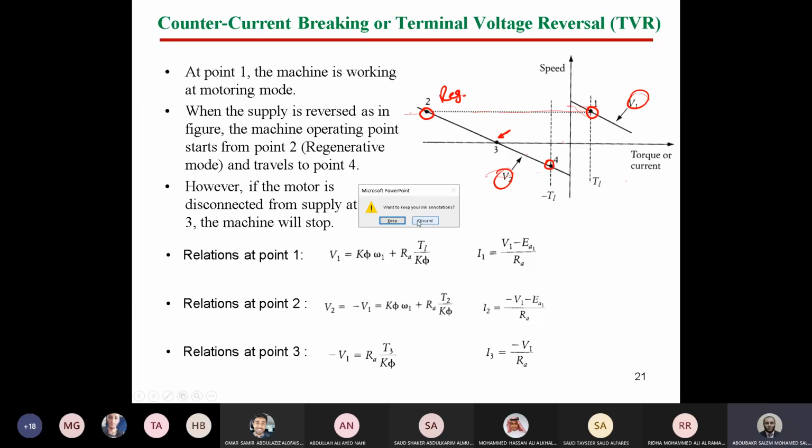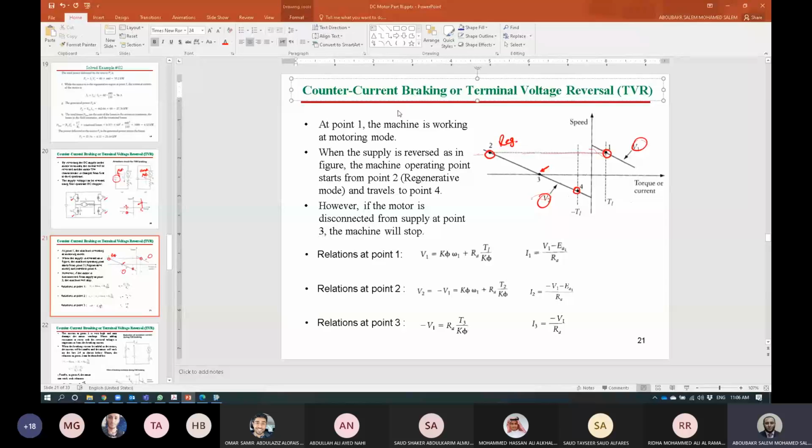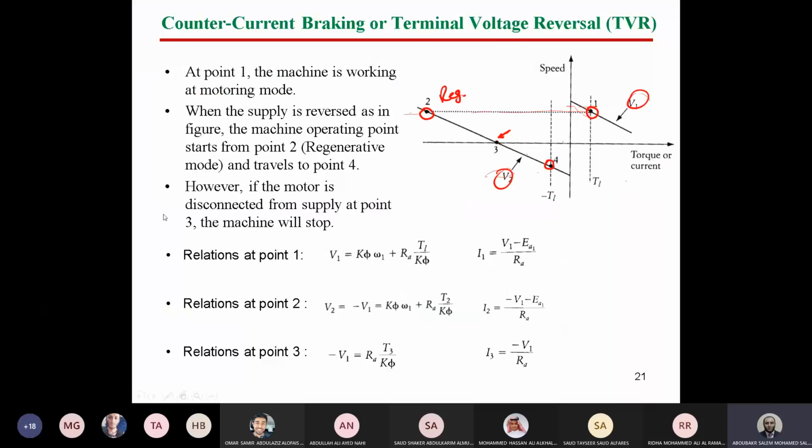Again here, the typo, sorry. I will modify it in the version on Blackboard, God willing.